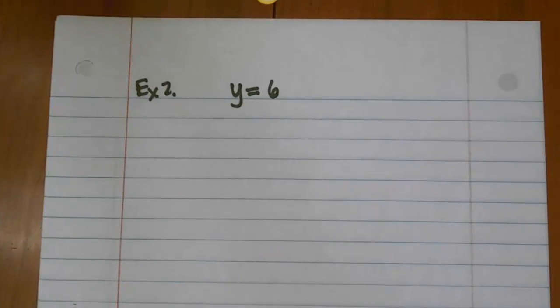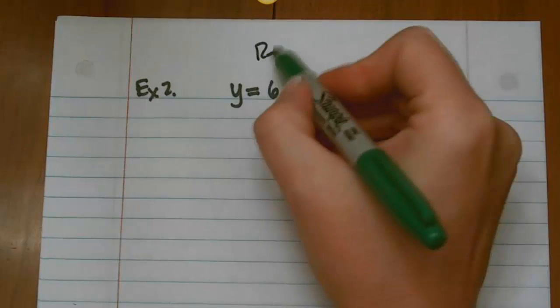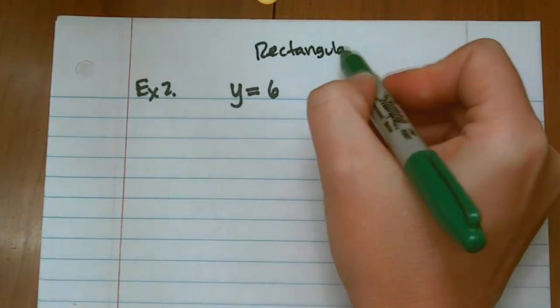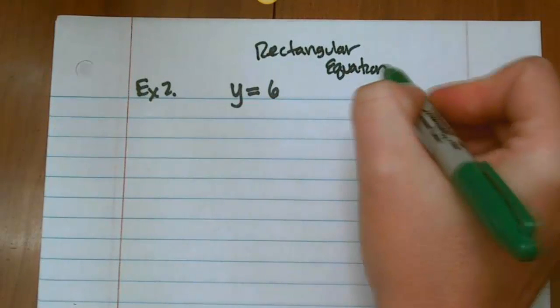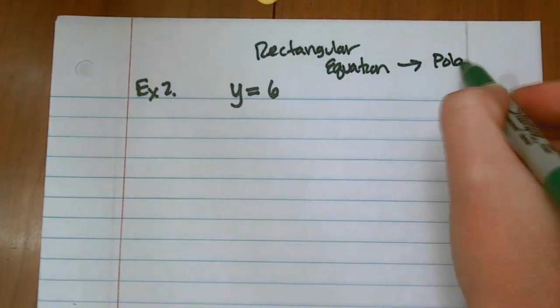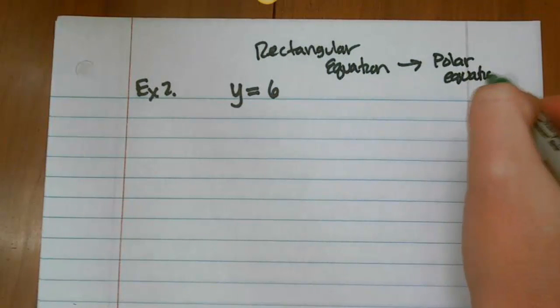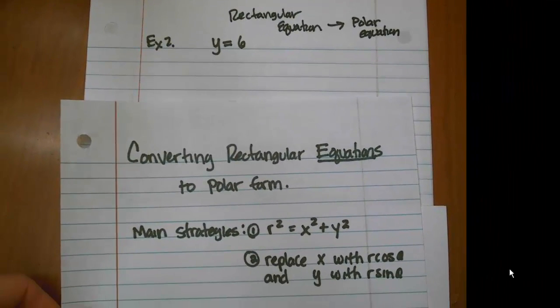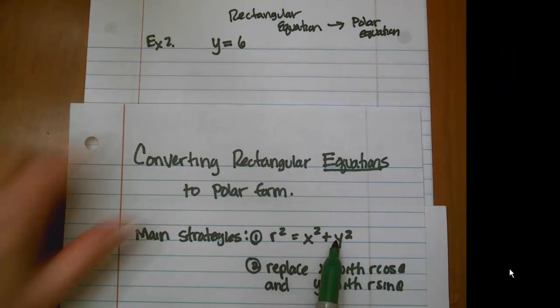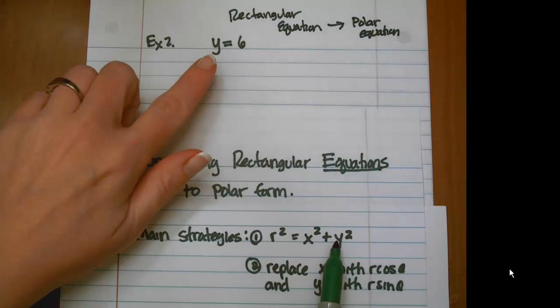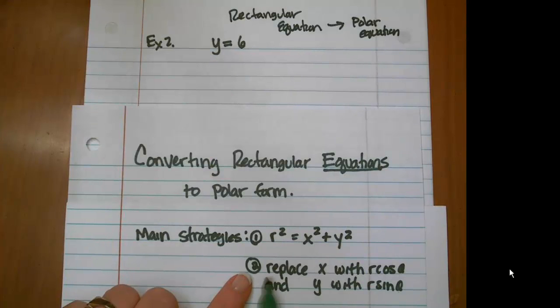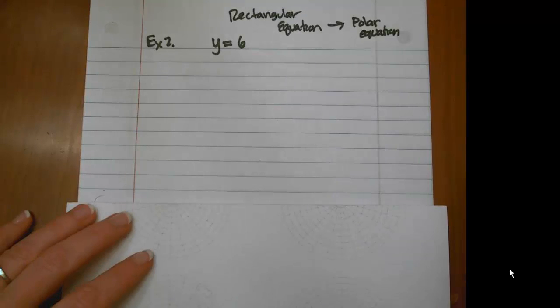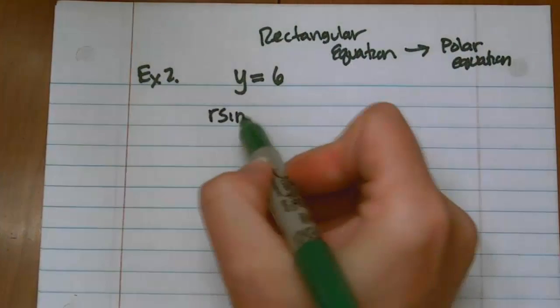Here we are at example 2. Again, this is a rectangular equation, and we are going to convert this rectangular equation into a polar equation. So I gave you some strategies in the previous example, where we know that r squared is equal to x squared plus y squared. Well, I don't really see a lot of x and y going on, so now I'm going to go to strategy 2, where if I see an x, I can replace it with r cosine theta, and if I see a y, I can replace it with r sine theta. So I'm going to take this y and replace it with r sine of theta.